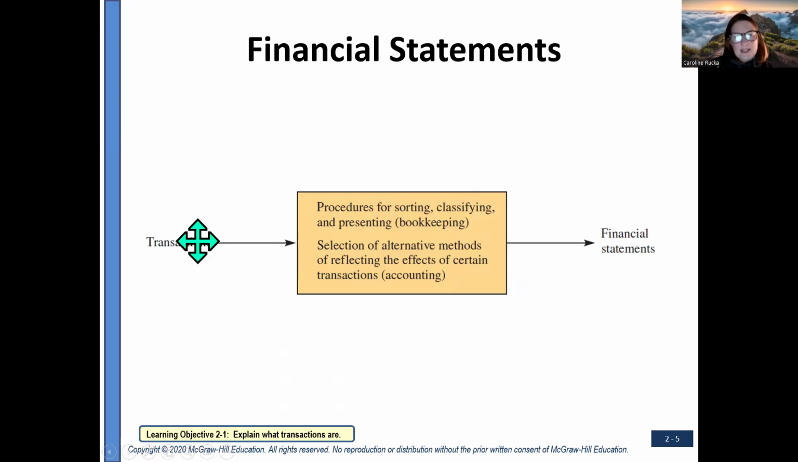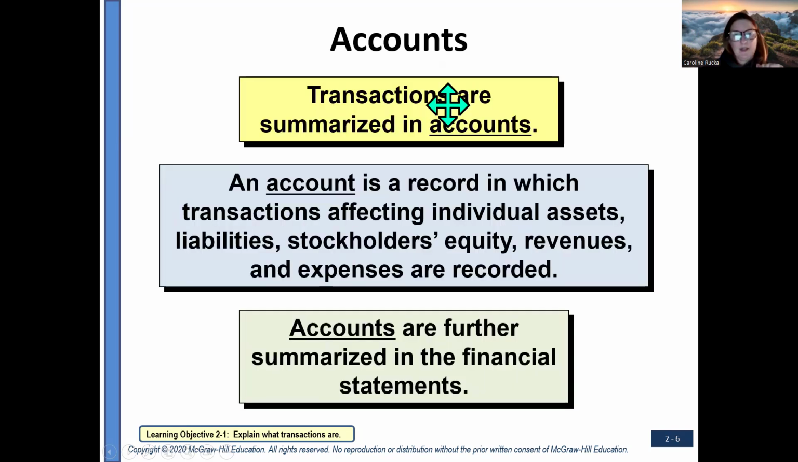So you've got your transactions, then we sort those and classify them as various accounts. Okay. And then we decide how we want to present those numbers. That is our accounting system, our accounting procedures. Those two things together, the sorting and classifying and our interpretation, that creates the financial statements.